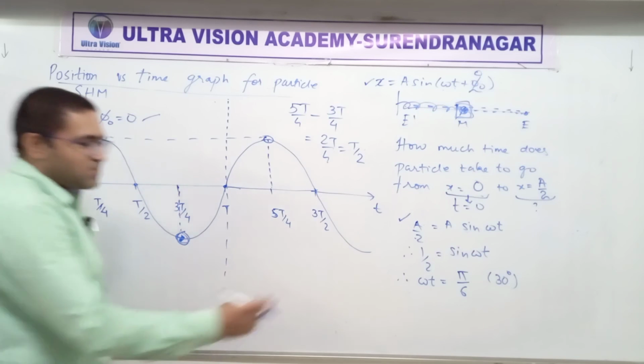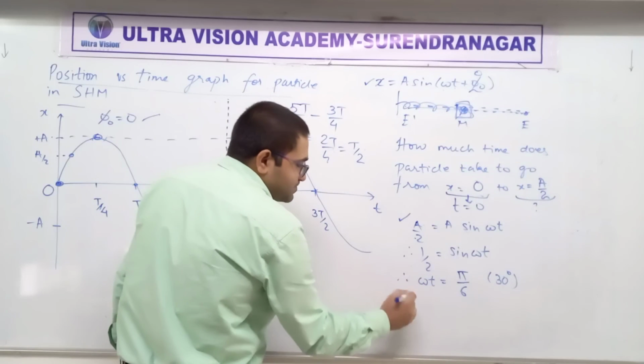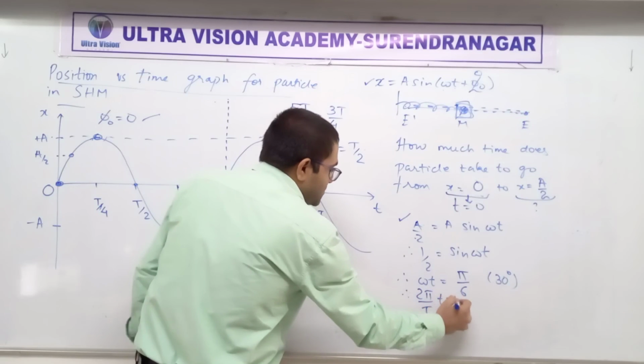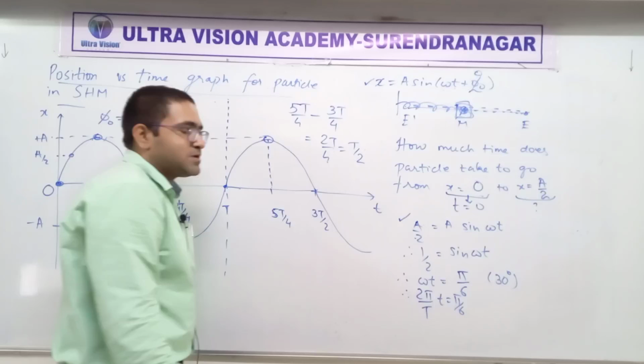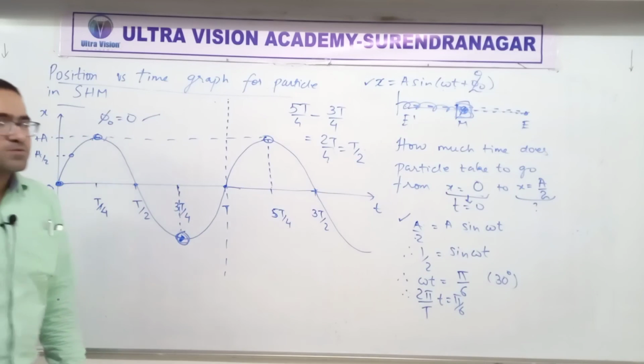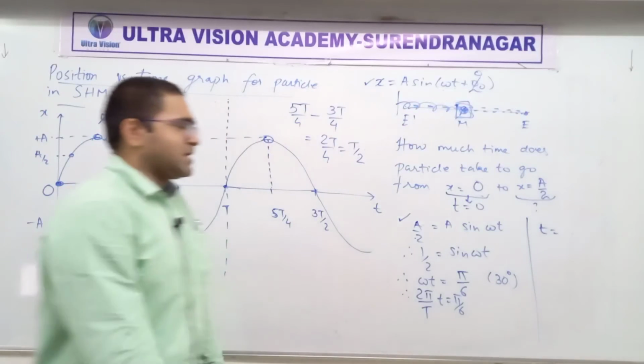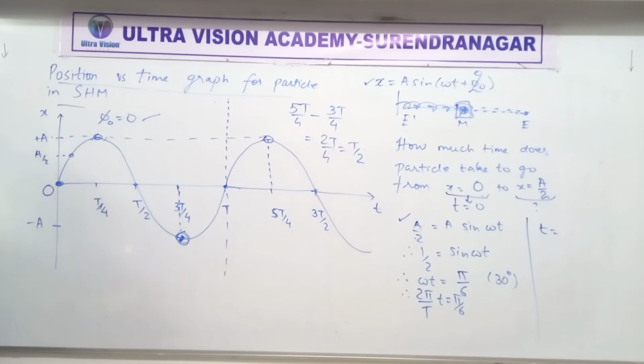Okay, now we want to find t. What's omega? 2 pi by capital T. Solve this equation, very easy to do, isn't it? And the final answer will be t equal to, surprise, surprise, what do you get? Come on. Do you get T by 8? What do you get? T by 12, very good.